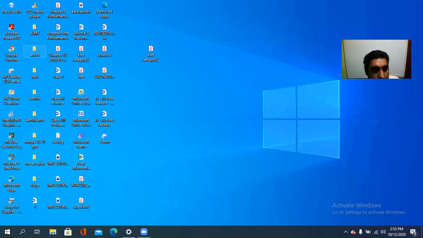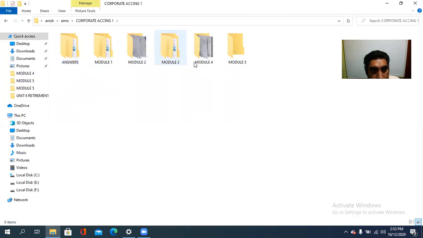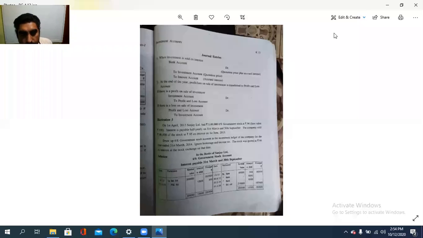Yesterday we saw ex or cum interest or dividend purchase. Today we will look at how the ex or cum interest or dividend sale is to be handled, and what the entries are.